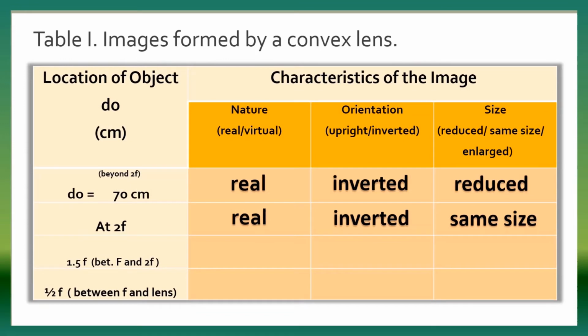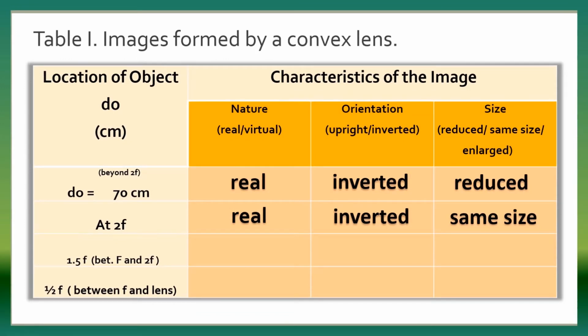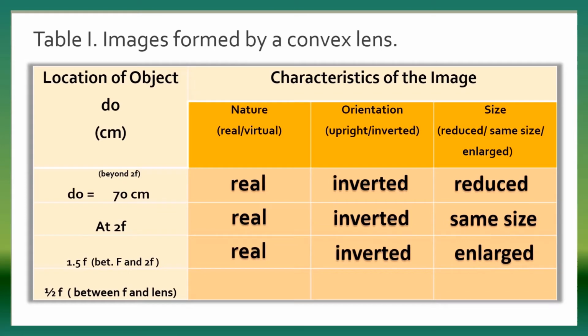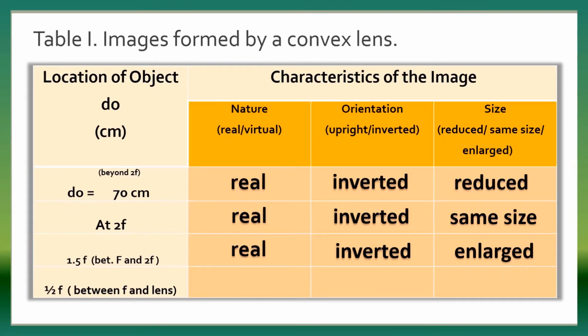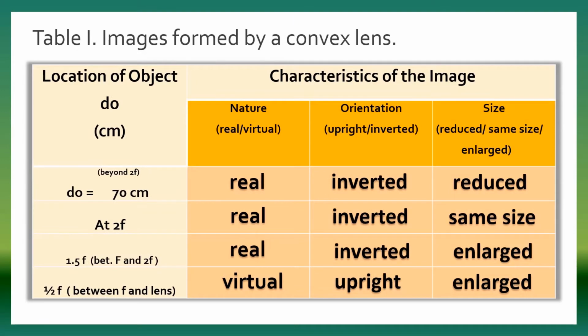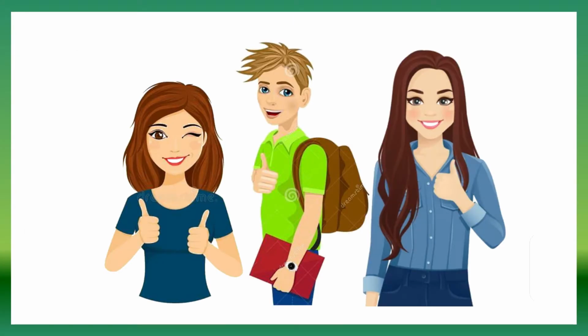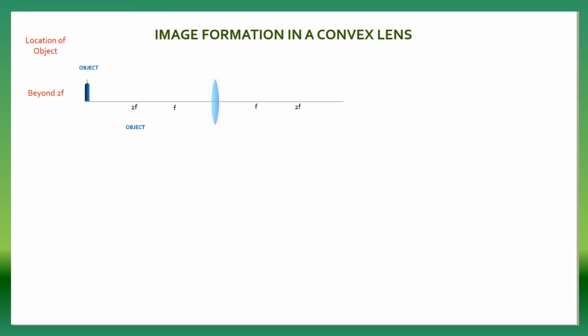Next is between F and 2F. At this location, the image is real, inverted, and enlarged. And when the object is located between F and the lens, the image is virtual, upright, and it is enlarged. Were you able to get all the right answers? Yes. Good! So, these are the images formed by the convex lens.